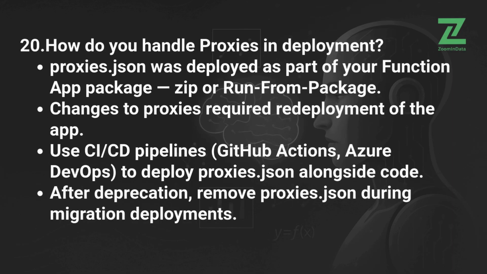How do you handle proxies in deployment? proxies.json was deployed as part of your function app package, zip or run from package. Changes to proxies required redeployment of the app. Use CI/CD pipelines, GitHub Actions, or Azure DevOps to deploy proxies.json alongside code. After deprecation, remove proxies.json during migration deployments.